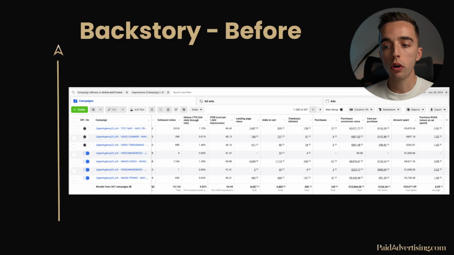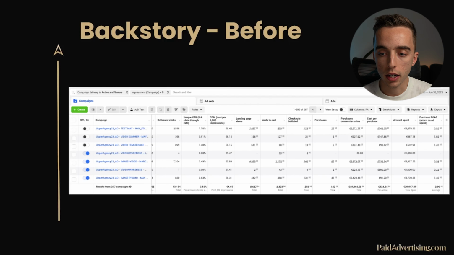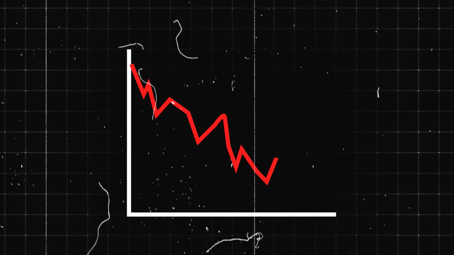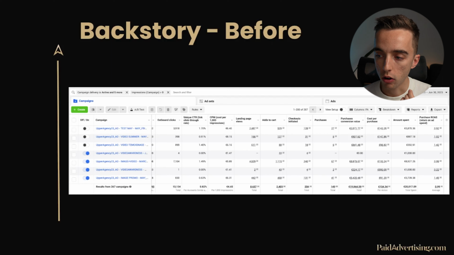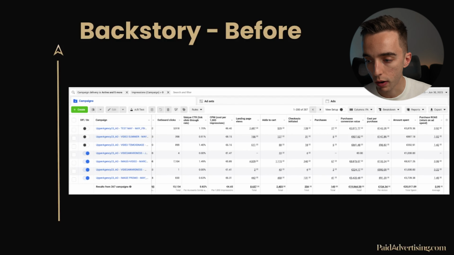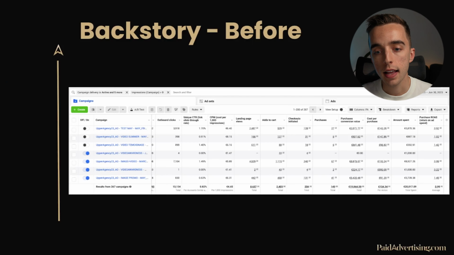So before we came on board, they had been working with that agency for quite some time and results just kept going down, down, down, and down over the last year. They ended up from May to June with an average of 0.99 ROAS on the ad account, which means they're not even breaking even on ad spend as of that point.